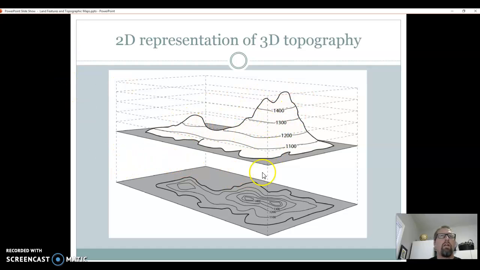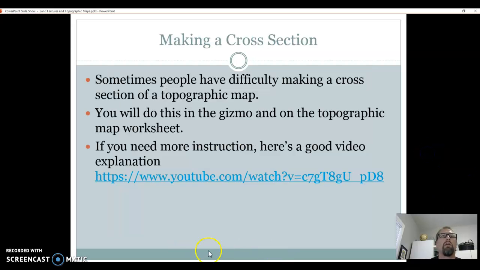It's this sort of volcano-looking feature. All right, so we would take this three-dimensional object at the top and represent it in 2D at the bottom by drawing these contour lines. And so that's what you're going to do first in this gizmo.